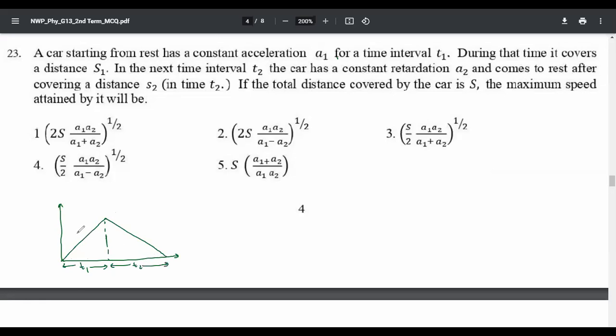Here the acceleration is a1. Here the deceleration is a2. I'm plotting a velocity time graph. And this displacement is s1. This displacement is s2. The question is, what is the maximum velocity attained? This one, let's take it as v0. And total displacement is s.